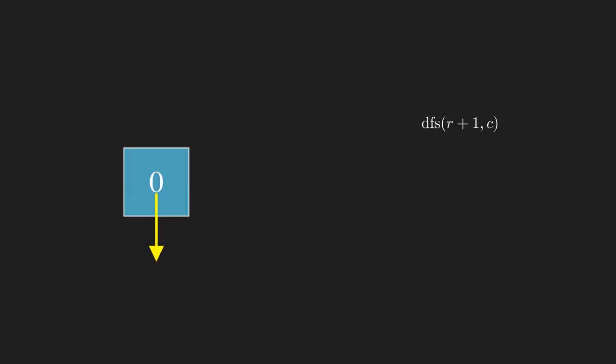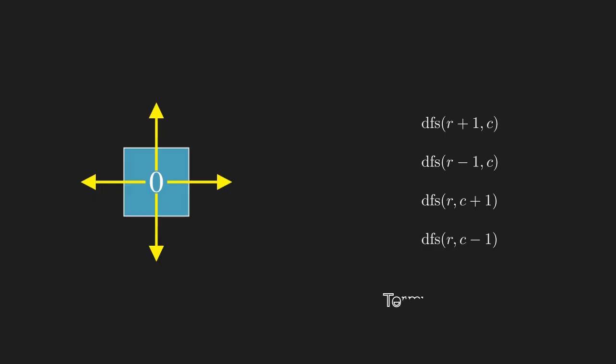After marking the current cell, depth-first search is called on each of its 4 edge-sharing neighbors. The calls are DFS of R plus 1, C; DFS of R minus 1, C; DFS of R, C plus 1; and DFS of R, C minus 1. Each call uses the same base condition, so sea cells and out-of-bounds coordinates terminate safely.